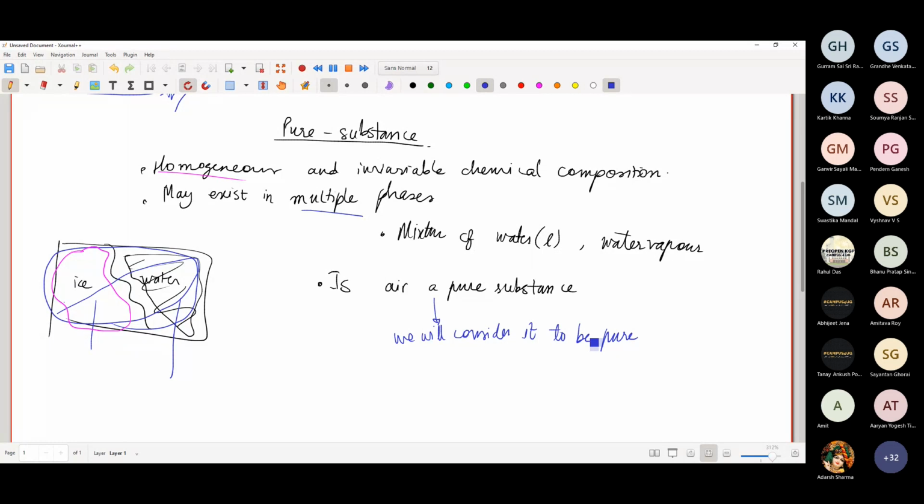Why will we consider it to be a pure substance? Because when we are going to study air, we will not consider phase transition of air, meaning we will not liquefy air. Air as a substance will be compressed, will be heated, will be cooled, but at no point of time will air be liquefied. In air liquefaction, carbon dioxide gets removed from air first, then nitrogen gets removed, then oxygen gets removed.